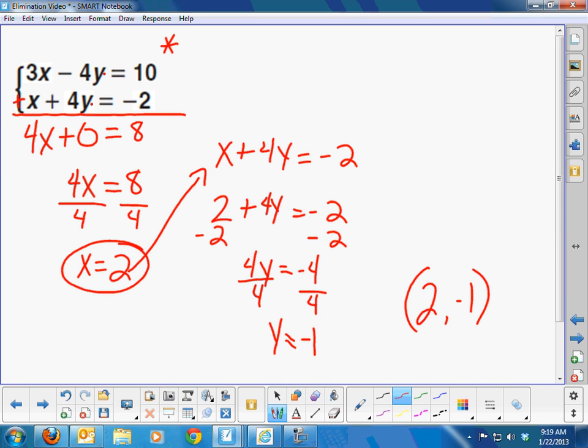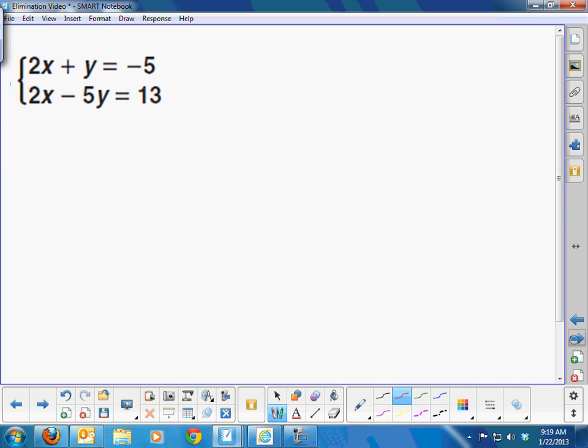So I eliminated 4y. Let's try another one and see if we can eliminate something here. Okay, I noticed I have 2x plus y is equal to negative 5, and 2x minus 5y is equal to 13. All right, well, I've got 2x and 2x, but no matter what, those are positive, but I can make one negative, can't I?